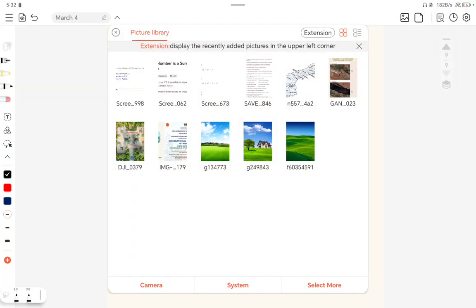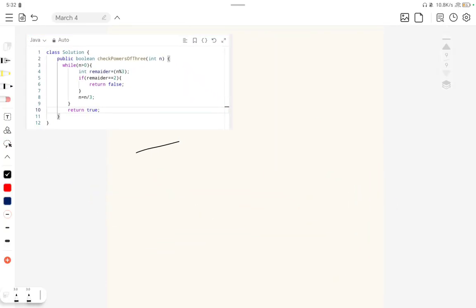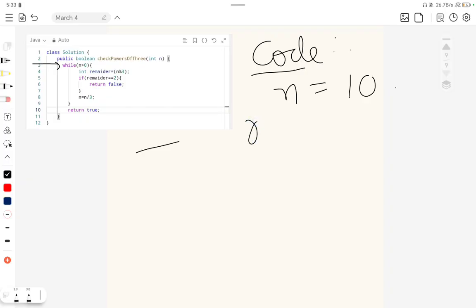So now let's see the solution of this problem. Let me explain with an example step by step. Let's imagine n as 10. Now, while n is greater than 0, the condition is satisfied, so it goes into the loop. Remainder is equal to 10 modulo 3, that is equal to 1.